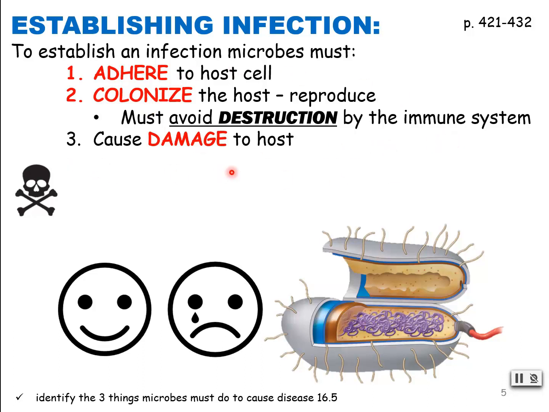And then these organisms are also going to make toxins, or through collateral damage from our immune system, they have to harm us in some way. And so these are parasitic relationships.